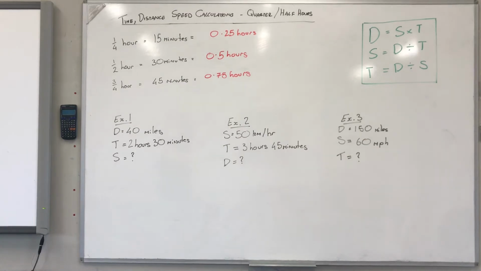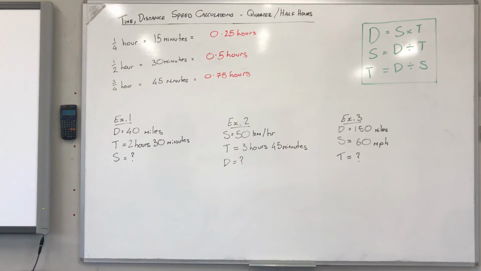There, we've got 15 minutes is actually 0.25 hours, 30 minutes is 0.5 hours, and 45 minutes is 0.75 hours. So when it comes to using calculations for speed, distance, and time, we cannot use hours and minutes in the same calculation. We need to have it either all in hours or all in minutes, and it's much easier to have it all in hours than all in minutes in terms of units.